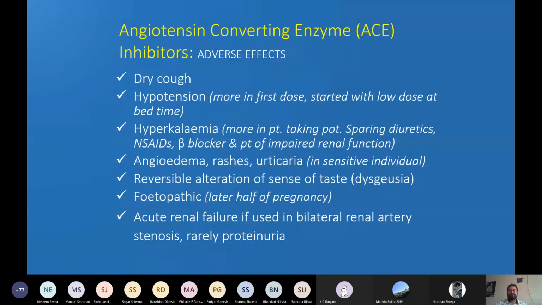Hypotension, more with the first dose, so start with a low dose at bedtime. I told you that in a normotensive patient the BP might not go too low, but in some cases BP might go low, especially if you are giving this drug for the first time. So you should start with a low dose because there might be hypotension, and then keep increasing slowly if you need it. Okay, hyperkalemia.